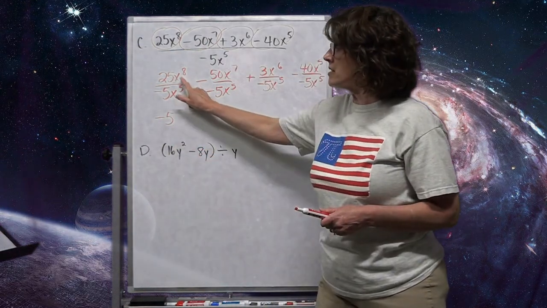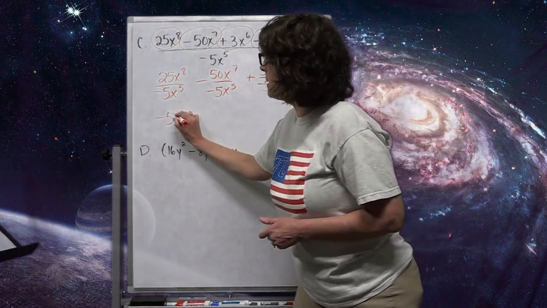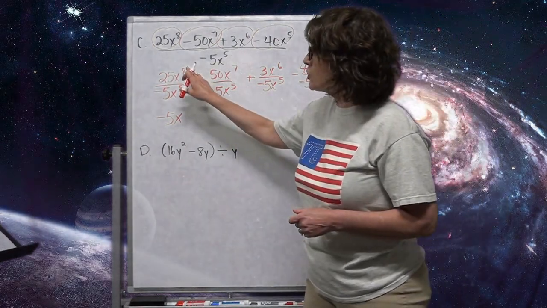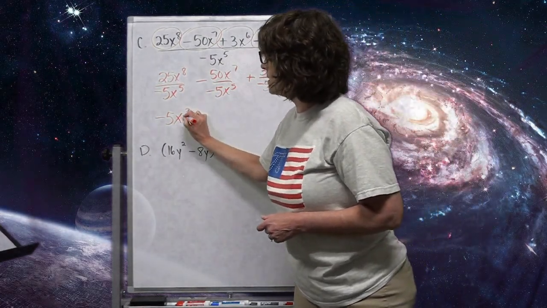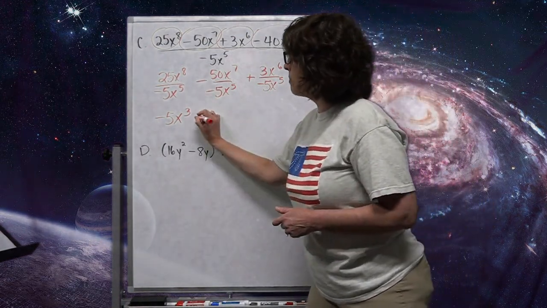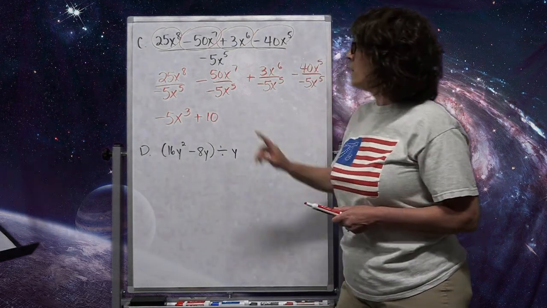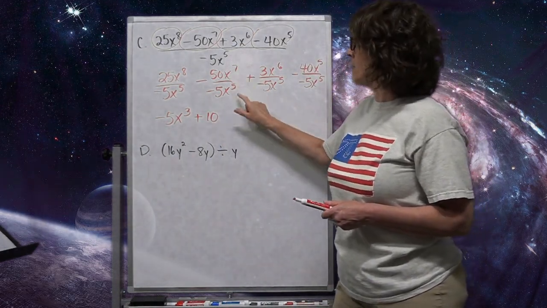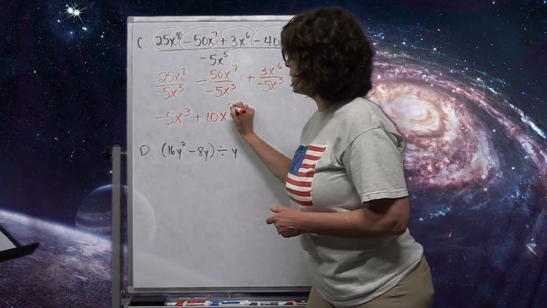And now when I do x to the 8th divided by x to the 5th, I'm going to keep the base once again because it's all about the base, and I'm going to subtract 8 minus 5, which will give me 3. Now in the next term, negative 50 divided by negative 5 is a positive 10. And when I do an x to the 7th divided by x to the 5th and I subtract those exponents, 7 minus 5 will give me 2, so I get an x squared.